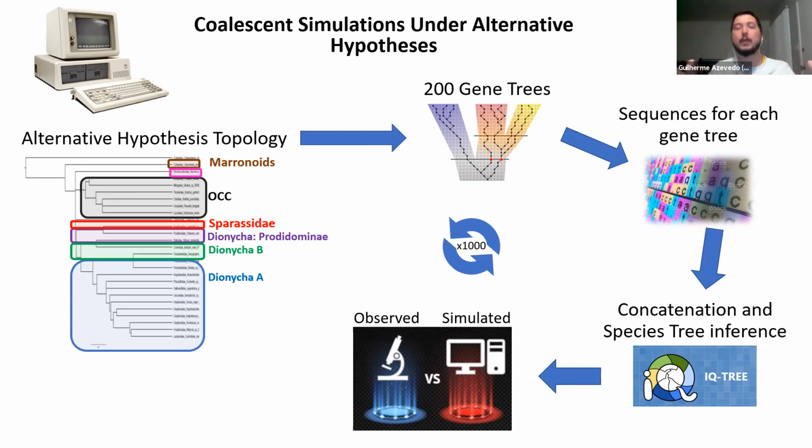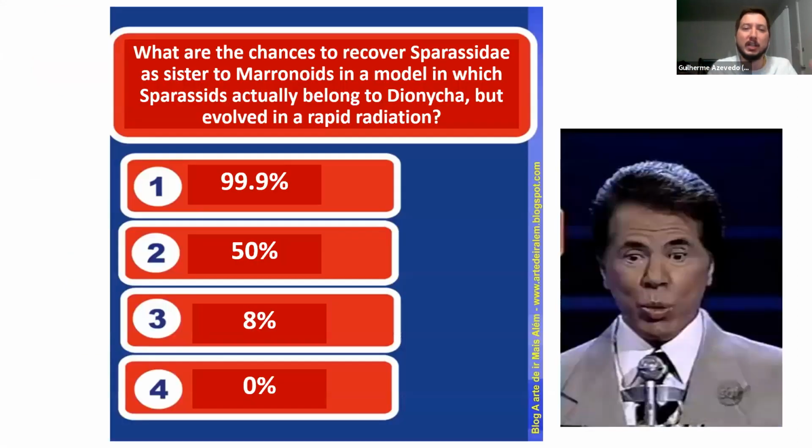So just to remember what we want to answer: what are the chances of recovering Sparassidae as sister to Marronoids in a model in which Sparassidae actually belonged to Dionycha, but evolved in a rapid radiation? And based on our results, the answer is 0%.